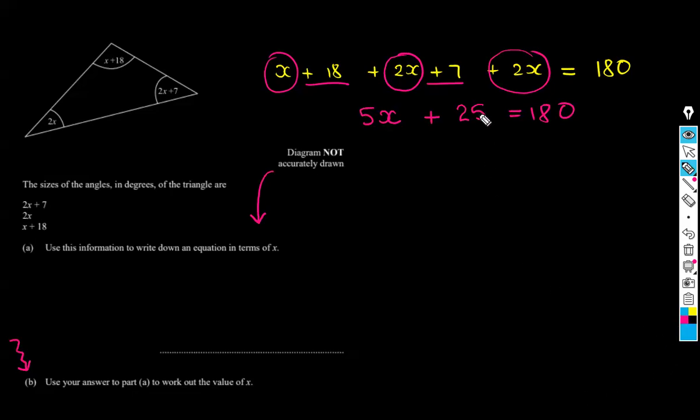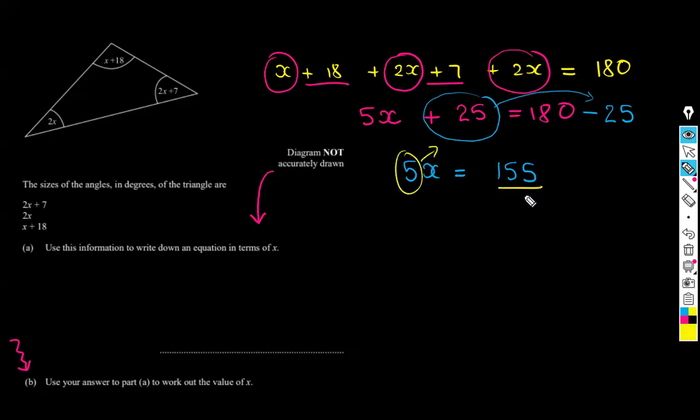So it's just a matter of trying to get x on one side and everyone else on the other side. Throw across positive 25, you get minus 25. So you get 5x is equal to 180 minus 25, which is 155. Divide here. I'm getting 31.